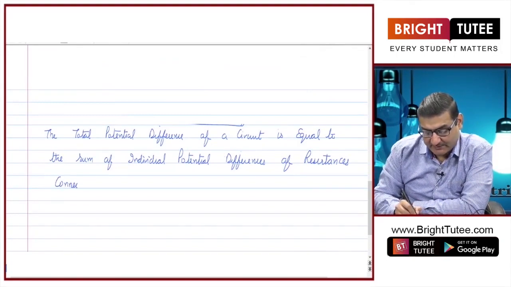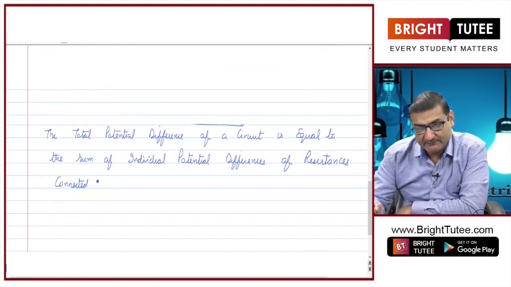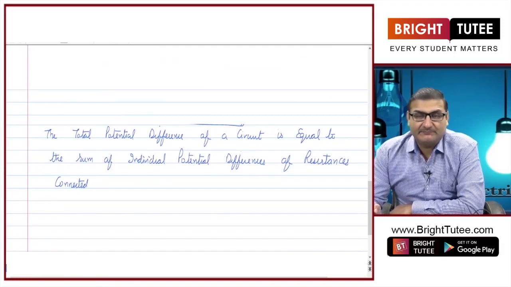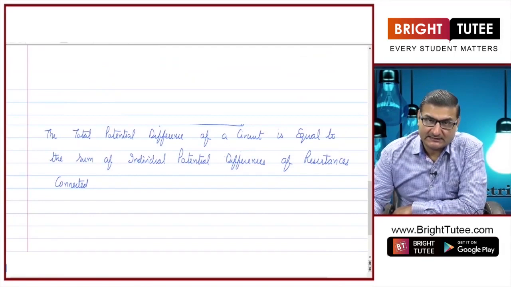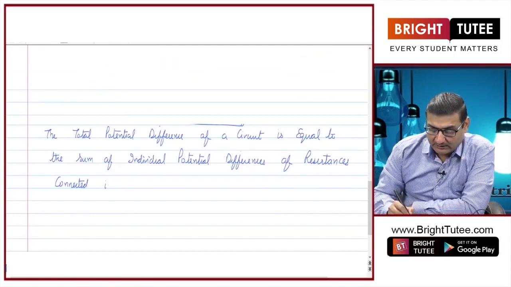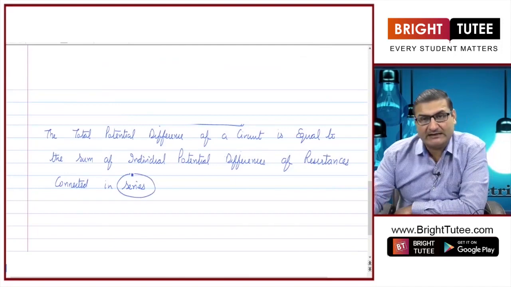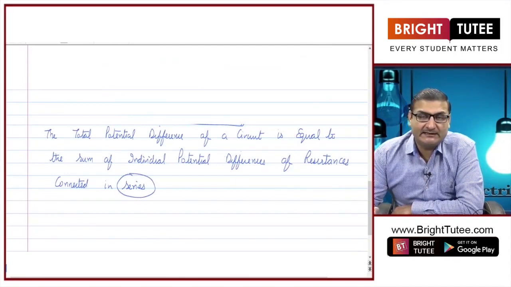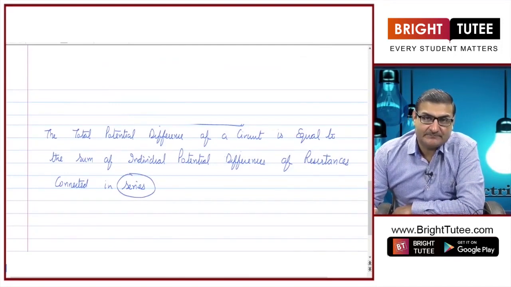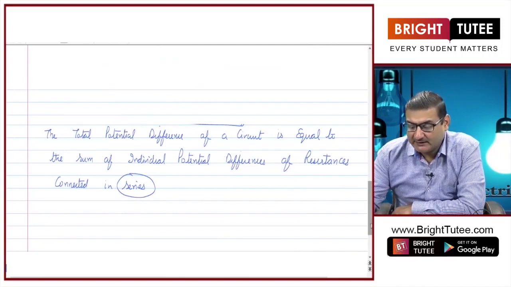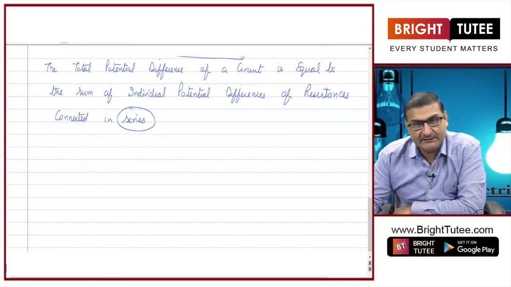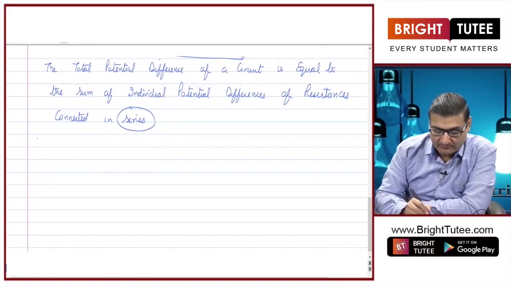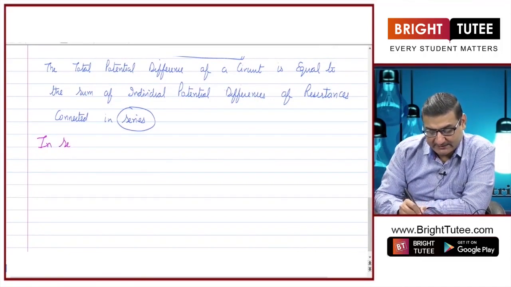That means, if I am connecting the individual resistances, then the sum total of the potential difference in each individual resistance is equal to the potential difference in totality in the circuit, provided they are connected in series. So, when I am taking a series combination, there are two very important things that I have noted down, that I am going to conclude once again here.